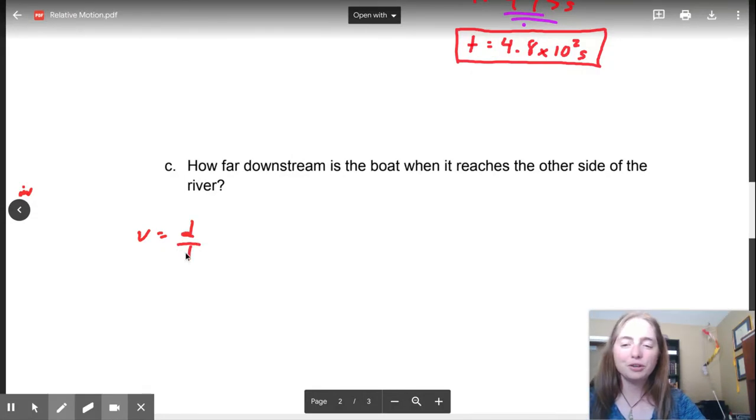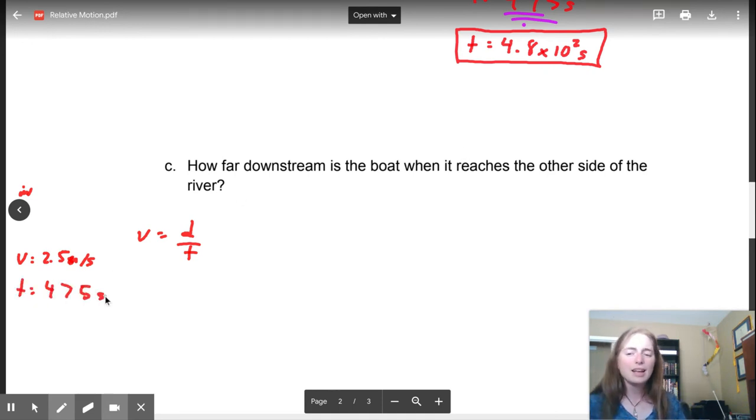So, V equals D over T. And remember, the speed we're using is 2.5 meters per second. Time, we are going to have to use the time from the previous question of 475 seconds. And honestly, there's no way you can go about this without having a value that has had math done on it for the second step for question C here.